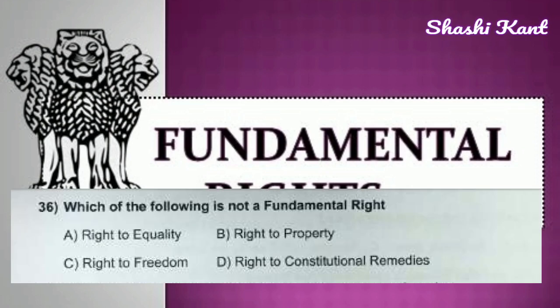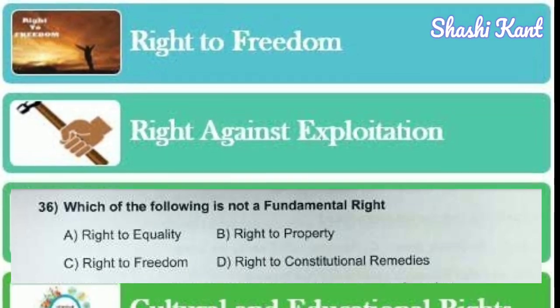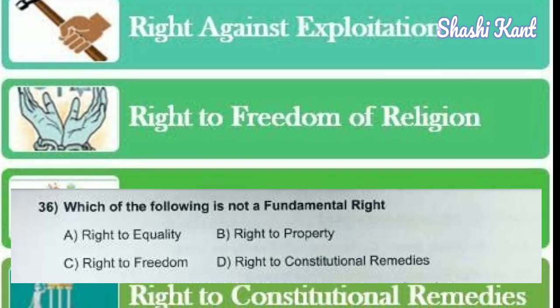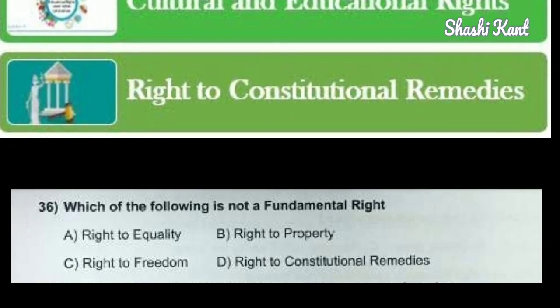Question number 36. Which of the following is not a fundamental right? A. Right to equality, B. Right to property, C. Right to freedom, D. Right to constitutional remedies. And the correct answer is B. Right to property is not a fundamental right.